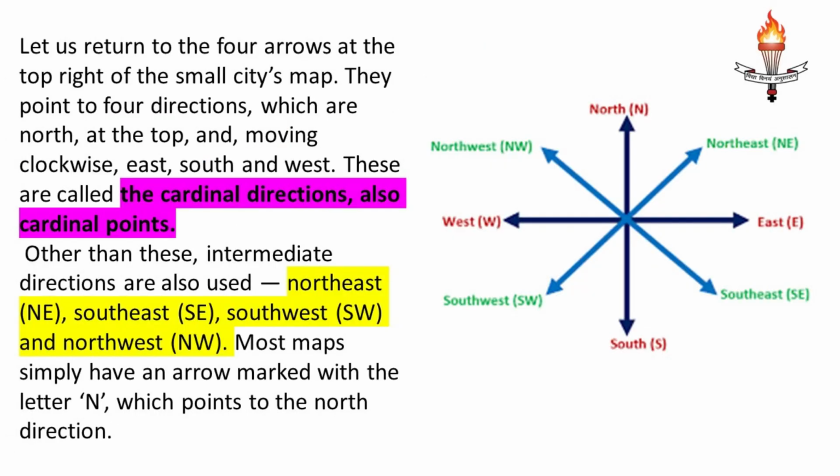Directions are another key element. The four main, or cardinal, directions are north, east, south, and west. We also use intermediate directions like northeast, southeast, southwest, and northwest. Most maps show an arrow marked with N for north.